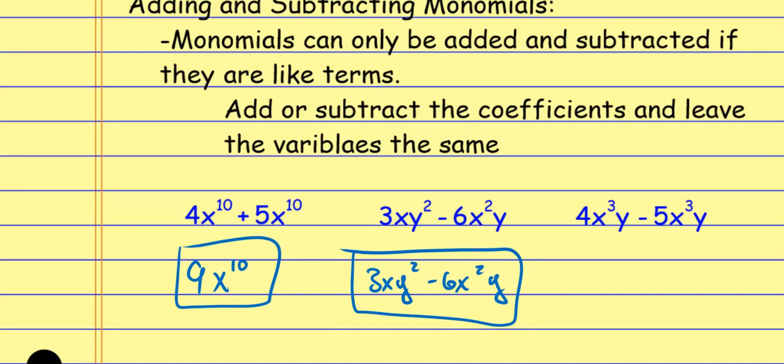Okay? If I look at this guy, I've got 4x to the third y minus 5x to the third y. And once again, the variables match. The exponents on those variables match, so these are like terms. So I subtract 4 minus 5 is a negative 1. And then the variable part stays the same, x to the third y. I could clean that up and say negative x cubed y. I can make that 1 an invisible 1. And now I kind of crossed out my 3. That was a terrible box. There we go, much better. Okay?